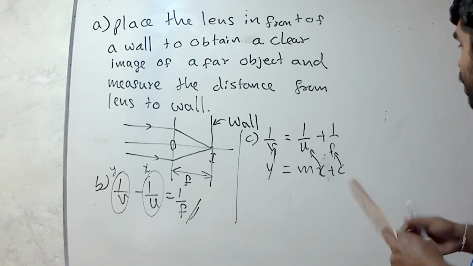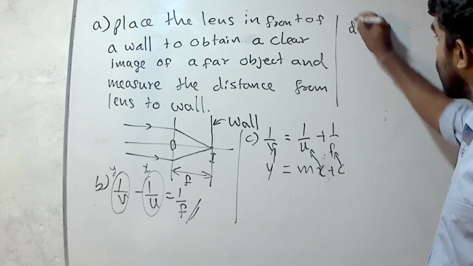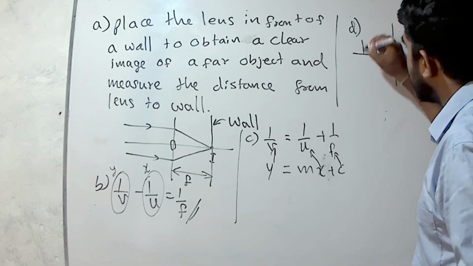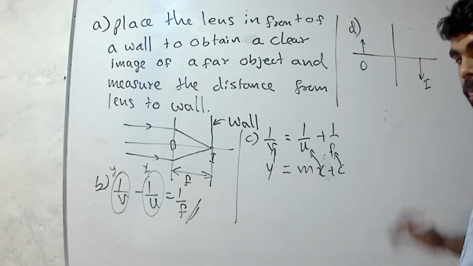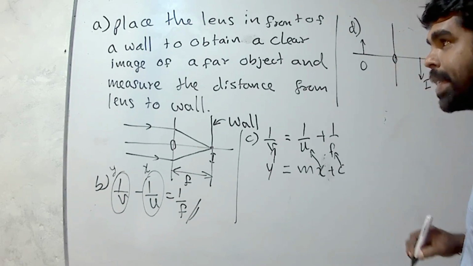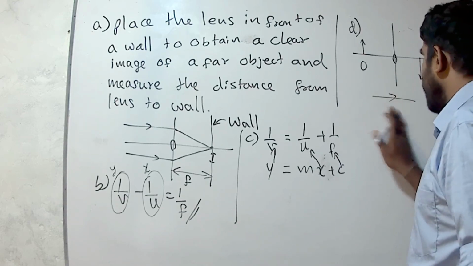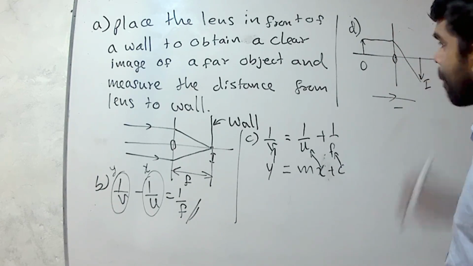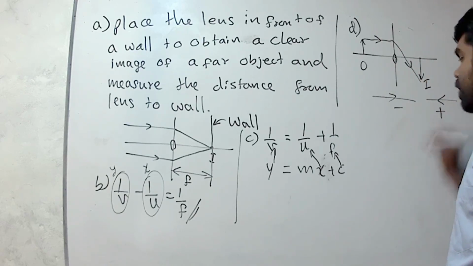When using the sign convention, for a real image, the object should be on this side and the image should be on this side. We have to measure all distances from the pole of the lens, and distances towards the light rays are minus. Light rays are moving from this side to this side. So towards the light rays is minus, opposite to the light rays is plus.